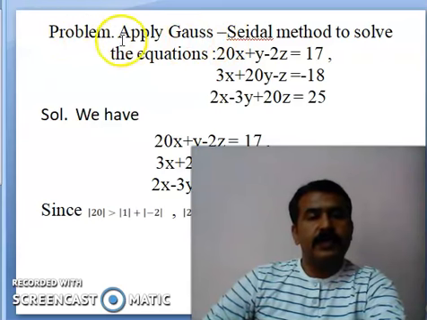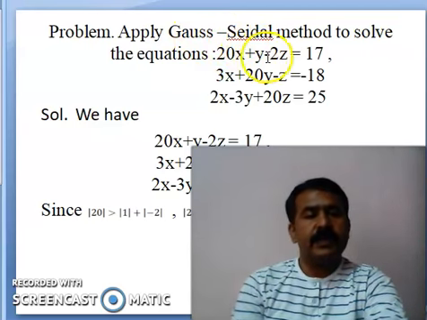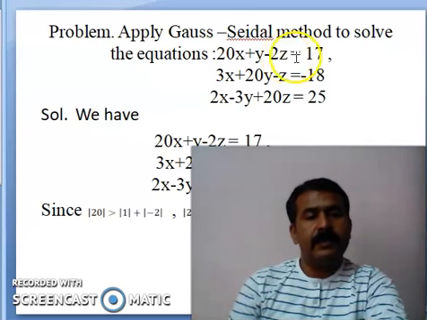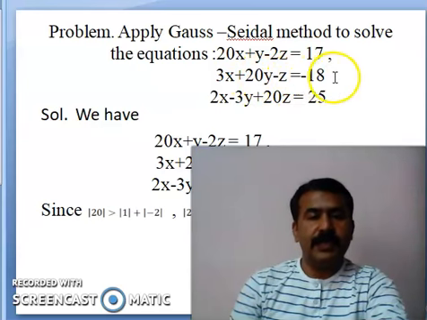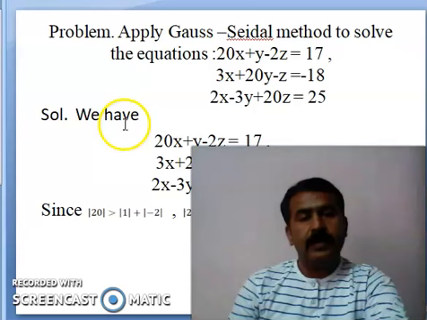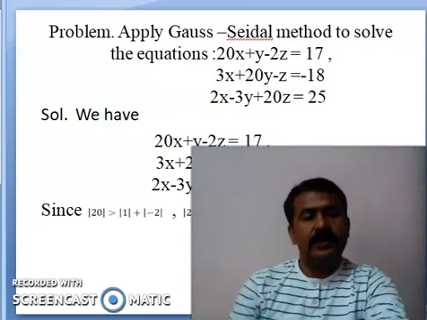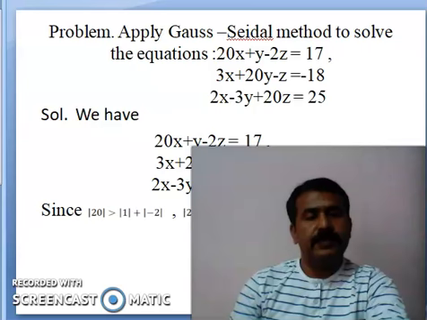So what is the problem? The problem is to apply the Gauss Seidel method to solve the equations: 20x plus y minus 2z equal to 17, 3x plus 20y minus z equal to minus 18, and 2x minus 3y plus 20z equal to 25. So we take these equations: 20x plus y minus 2z equal to 17, 3x plus 20y minus z equal to minus 18, 2x minus 3y plus 20z equal to 25.